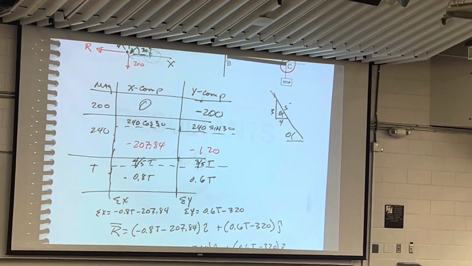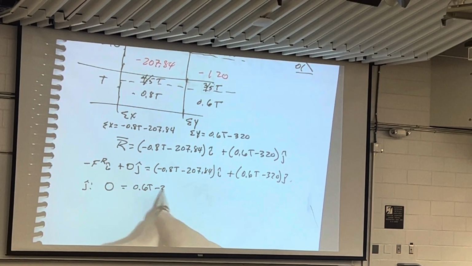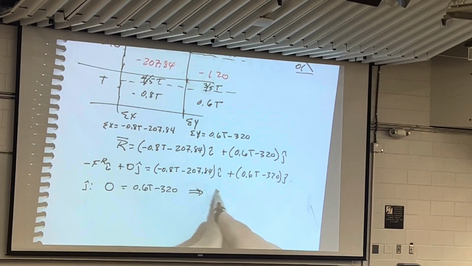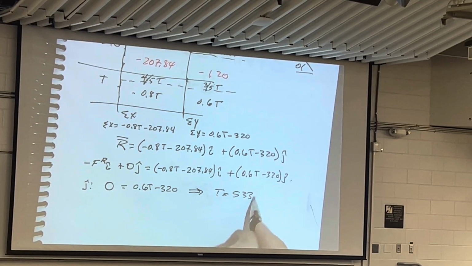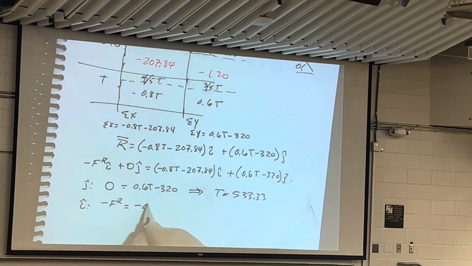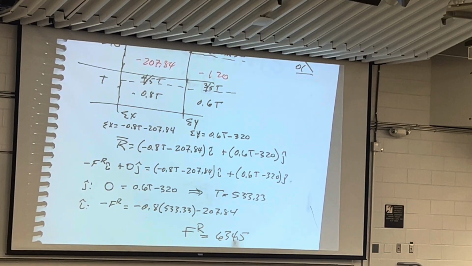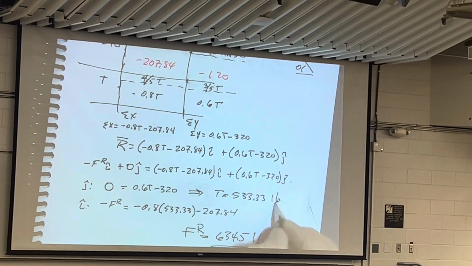Equate i's and j's. The j's over here are 0, which must equal 0.6T minus 320. That says T is equal to 533.33. For the i's, minus F resultant is equal to minus 0.8 times 533.33, which is T, minus 207.84. F resultant is 634.5 pounds.